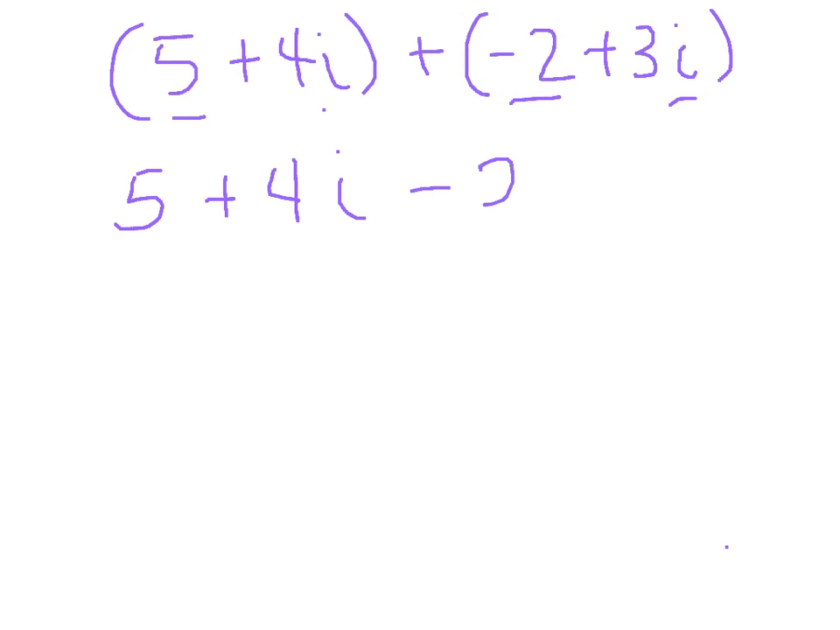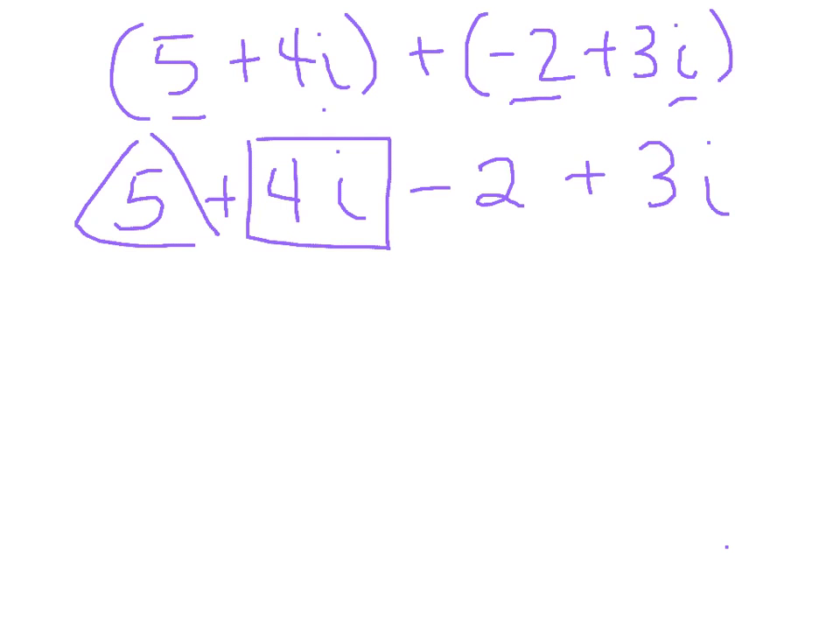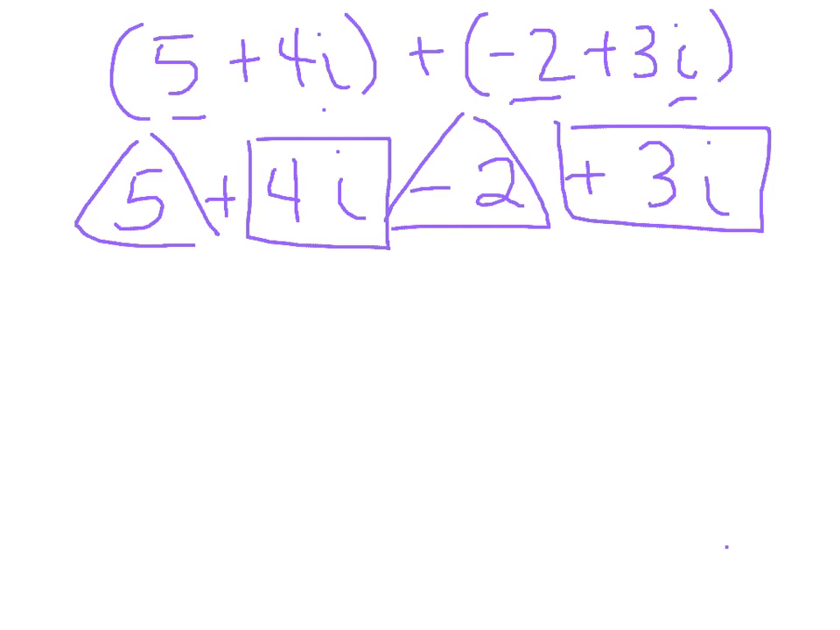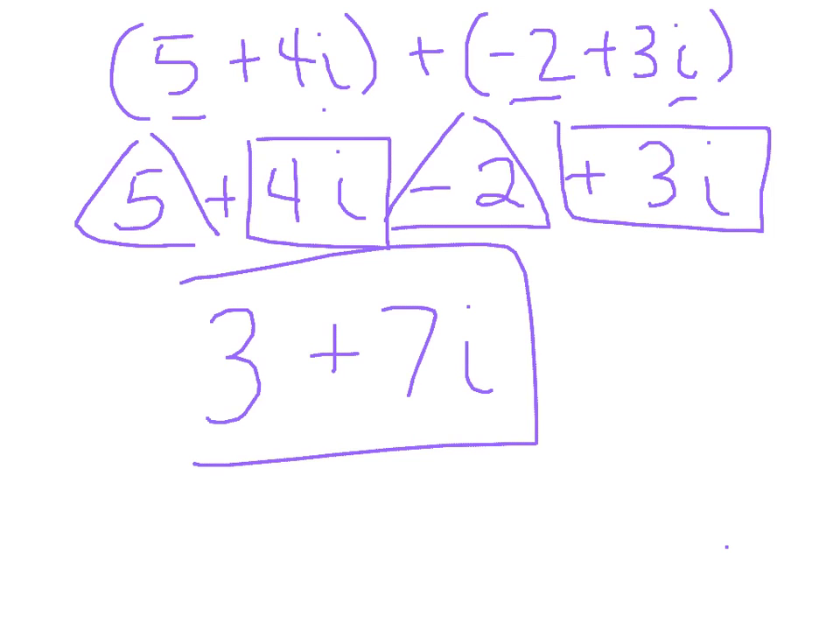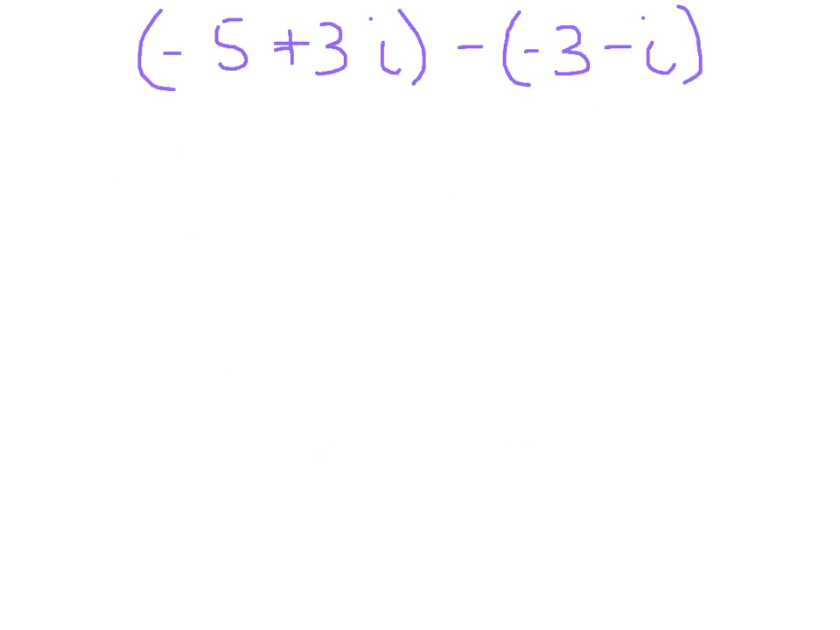Plus a negative is just minus, and then plus 3i. And then I definitely want to use shapes or whatever helps me figure out what the like terms are. And I'm going to add the real parts first, so 5 minus 2 is 3. Then I have a positive 4i and a positive 3i, which is going to be plus 7i. And that's that.